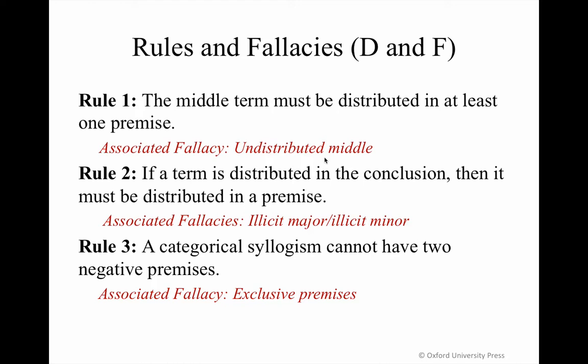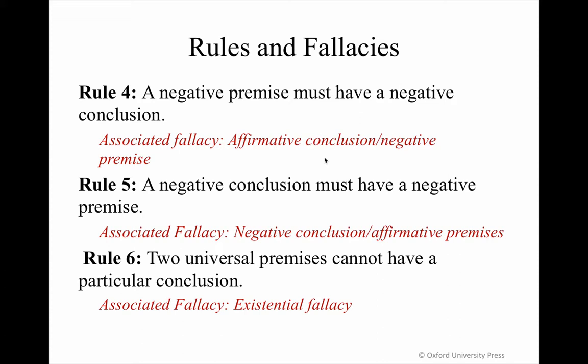Notice that we're not told a term has to be distributed in the conclusion, only that if it is, it must also be distributed in its corresponding premise. Rule number 3 tells us that you can't have two negative premises. Rule number 4 and rule number 5 tell us, respectively, that an argument with a negative premise must have a negative conclusion, and vice versa.